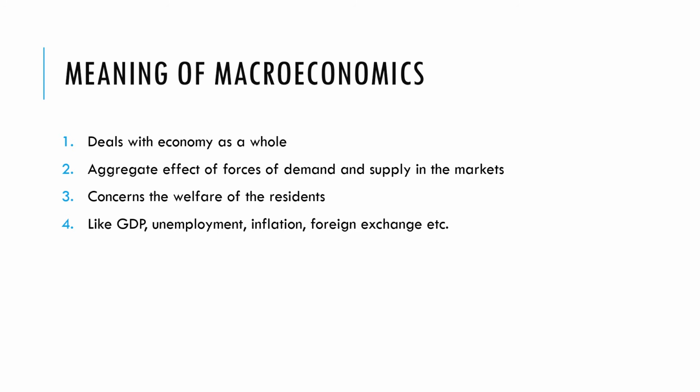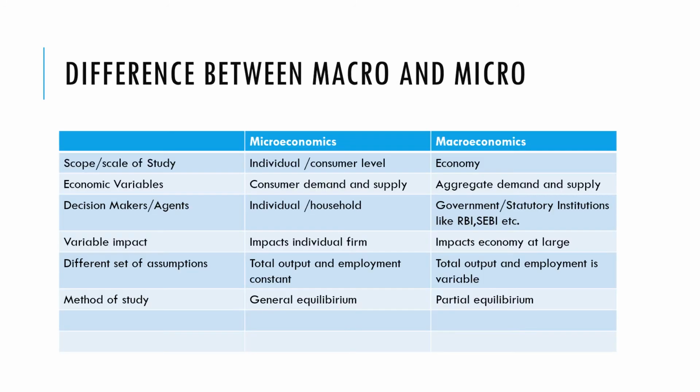Let's move on to the next slide that explains the difference between macro and microeconomics in detail. Difference between macro and microeconomics. The first point is scope and scale of study. In microeconomics, the economic behavior is studied at individual or consumer level. In case of macroeconomics, it is studied at economic level, that is, at the level of country.